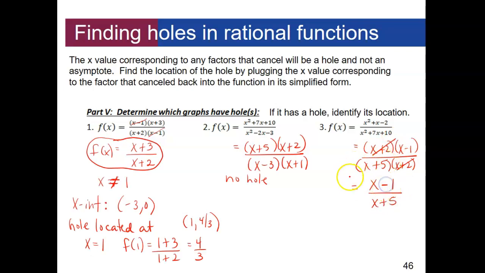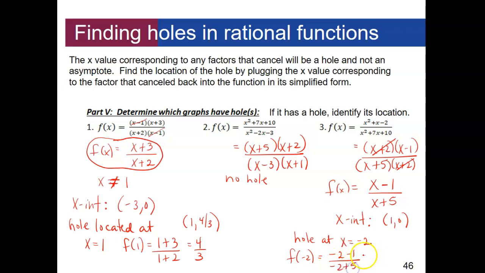The way that changes this is our x-intercept is going to only be at 1, not at the -2, and our hole is going to be located at x equals -2. We're going to find the y-coordinate by plugging into this reduced function here. If I find f of -2, that's going to be -2 minus 1 over -2 plus 5. That's going to be -3/3 or -1. So that tells me the hole is going to be at (-2, -1).